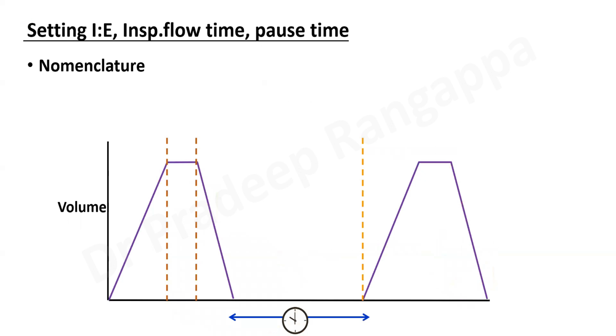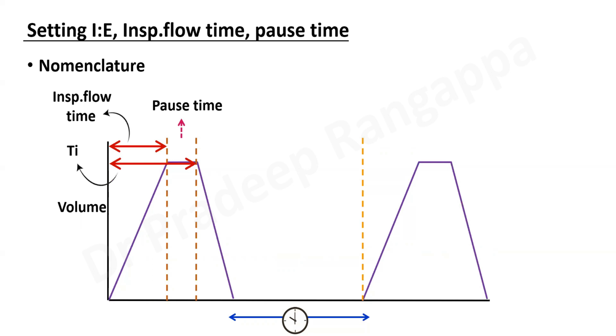Now just showing you how you set the IE ratios, inspiratory flow time, and so on. This is the volume-time curve, as you see. If you look carefully, this first part is the inspiratory flow time. We would show this in the exam and ask you to identify different components. In volume control, there is something called pause time. The pause time together with the inspiratory flow time is called inspiratory time. So the combination of these two is inspiratory time.